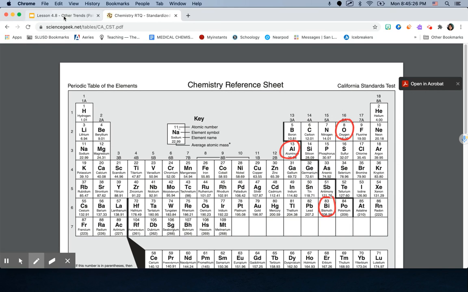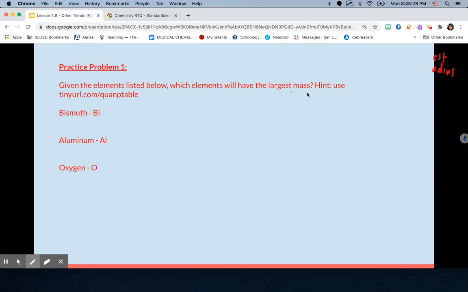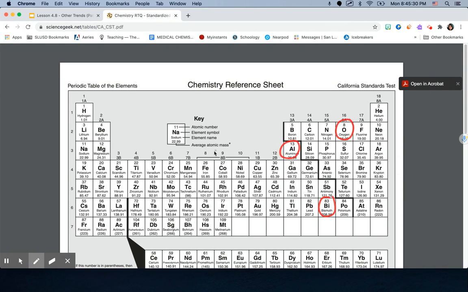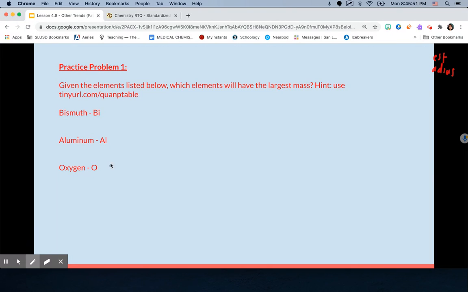Since the question is asking which one has the largest mass, remember that on your periodic table, the mass is just that bottom number. Comparing all these bottom numbers, bismuth weighs 208.98 compared to a puny 26.98 and 16. Bismuth has the largest mass. It has the biggest number, right? So therefore, bismuth will have the largest mass. This is my answer.